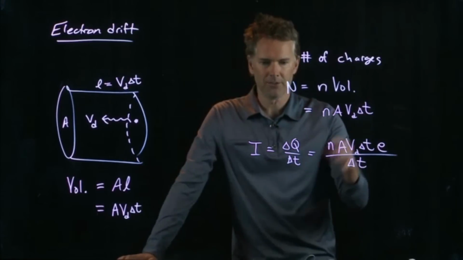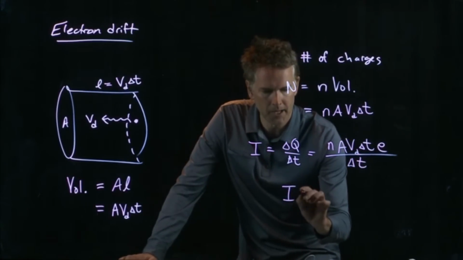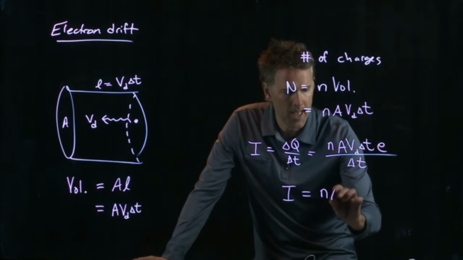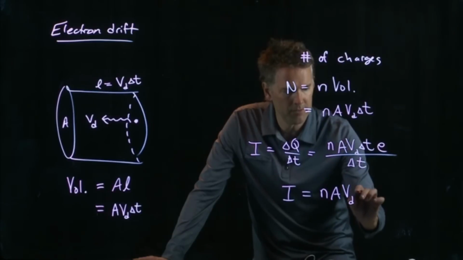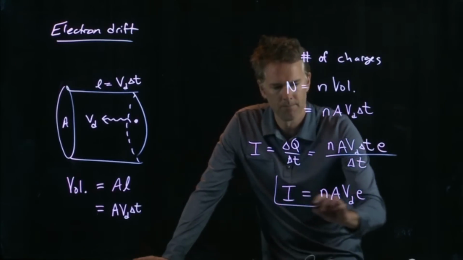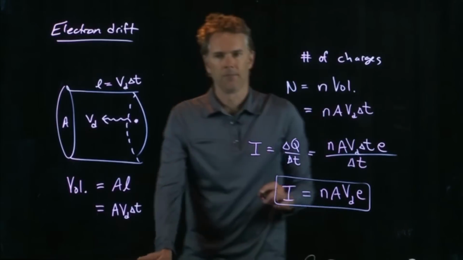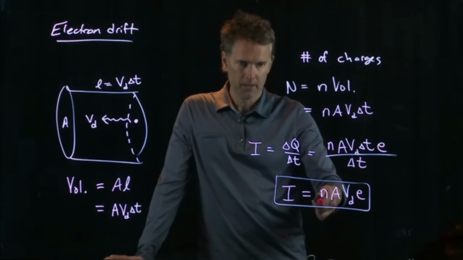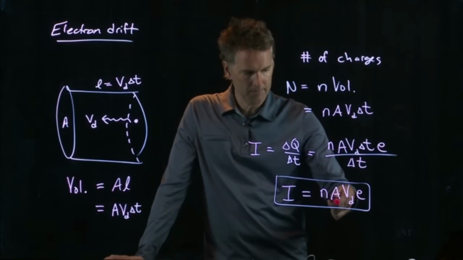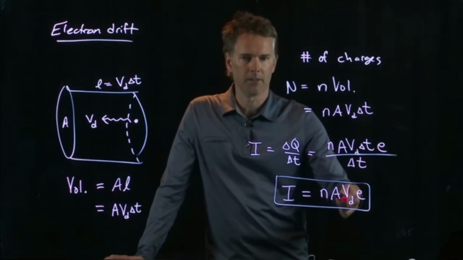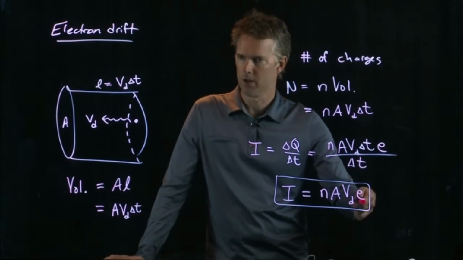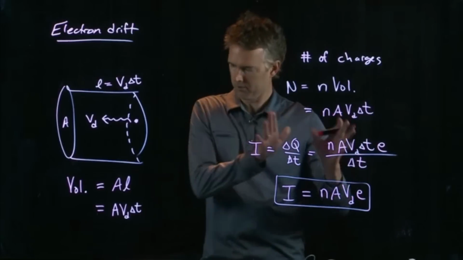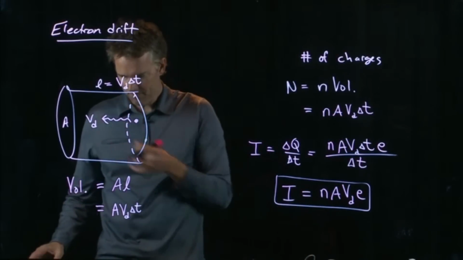And so look what happens. The delta t cancels out, and we get a nice little relationship. Current is equal to n A V_d times e. Okay, this is the current in the wire. It depends on the number density. It depends on the cross-sectional area. It depends on the drift velocity, and it depends on the charge on that electron. Don't worry if this is positive or negative. We're just talking about magnitudes here.